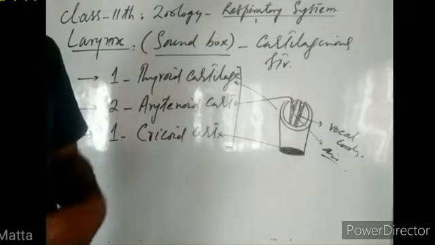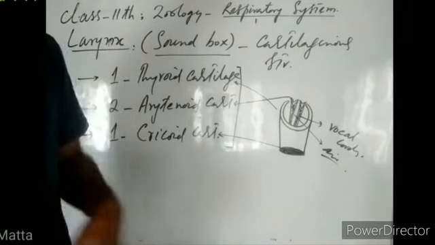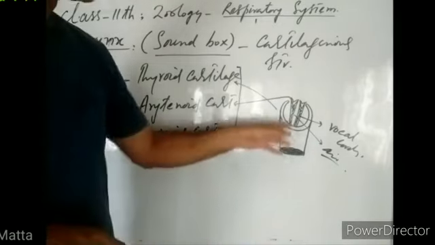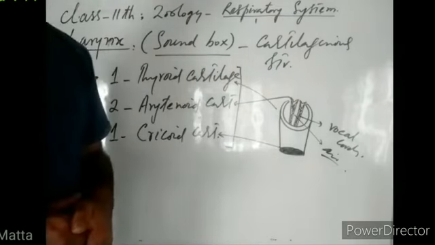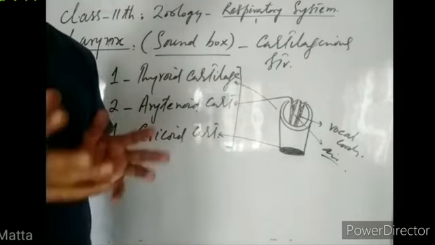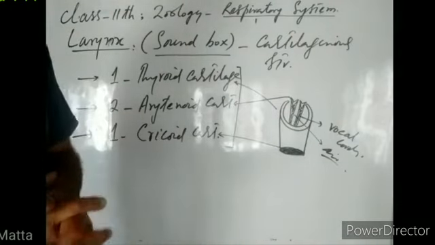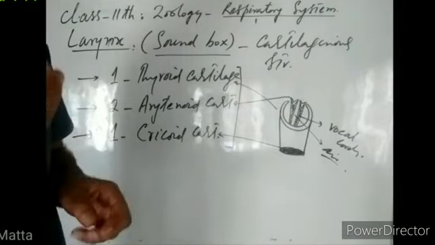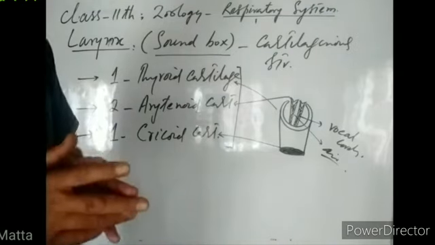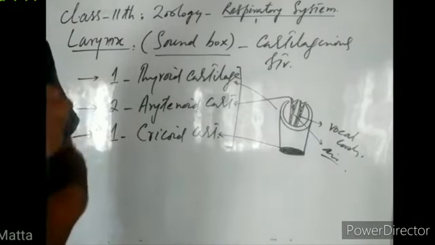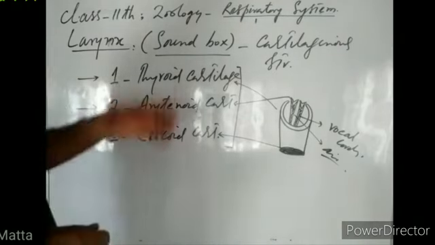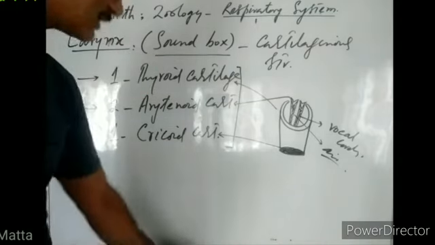So when we blow air through these vocal cords with force, they are set into vibration and they produce the sound. For this reason, our larynx is also known as the sound box or voice box. The larynx only produces sound, and this sound is given a definite shape with the help of tongue and lip movements. So the larynx does not produce speech; the sound is turned into speech by tongue and lip movements, right? For this reason, we call the larynx the sound box.